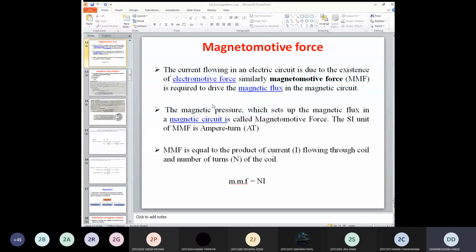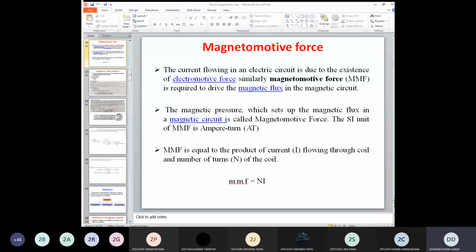So magnetomotive force is nothing but a type of magnetic pressure which is required to set up the magnetic flux in the magnetic circuit. Its SI unit is ampere turns. The equation is N into I, where N is the number of turns of the coil, I is the current flowing in this coil. So the MMF equation is N into I. Remember this equation.